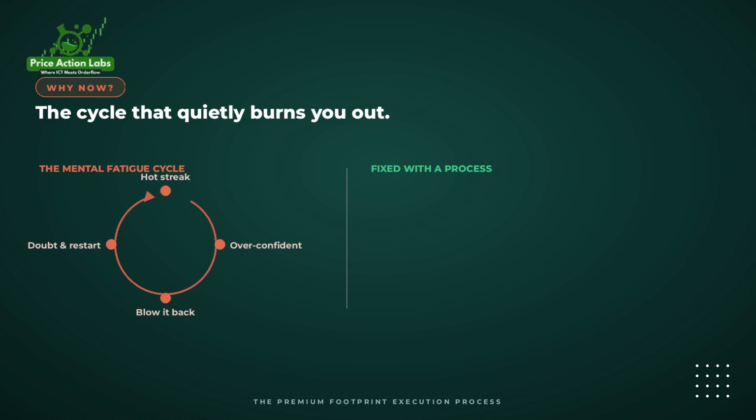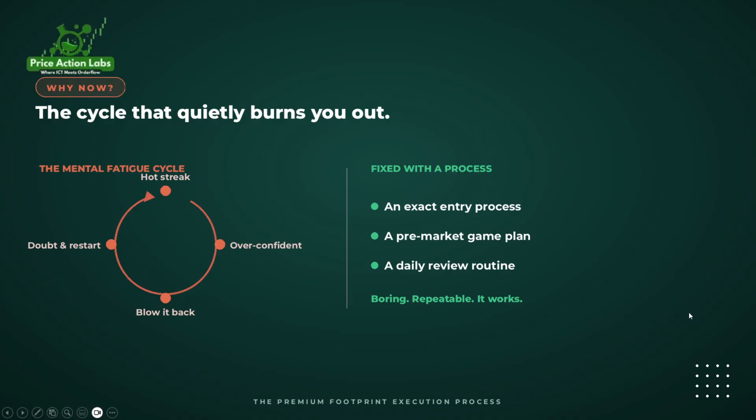Unless you blow all your rent money in one go, which I don't think anyone here has probably ever done. But the fatigue cycle is dangerous because it lasts a long time and it breaks you down quicker and more detrimentally than you think. Howard said blowing it back with interest. Yes, absolutely. So what does a fixed process do? It gives you an exact entry process, a pre-market plan, and a daily review. It's boring, it's repeatable, and it works.